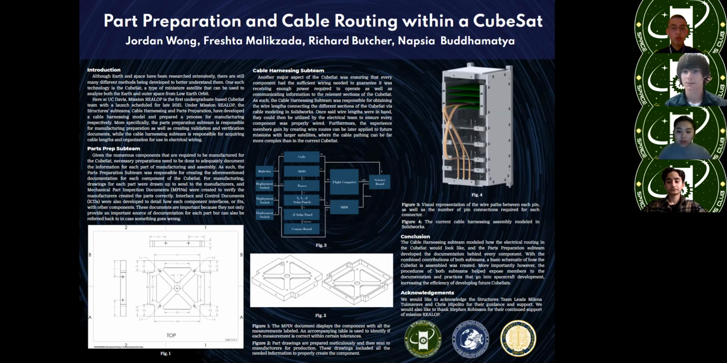After the wire lengths are obtained, the Mission Real Up electrical team can begin building the internal circuits inside the CubeSat. The wire lengths are very important in building the final product because it ensures that the internals of the CubeSat are compact and there is no unnecessary slack in the machine. I'll pass it over to Freshta to explain the exact ways the different sections are connected and how these wires are created. Thank you, Napsia.